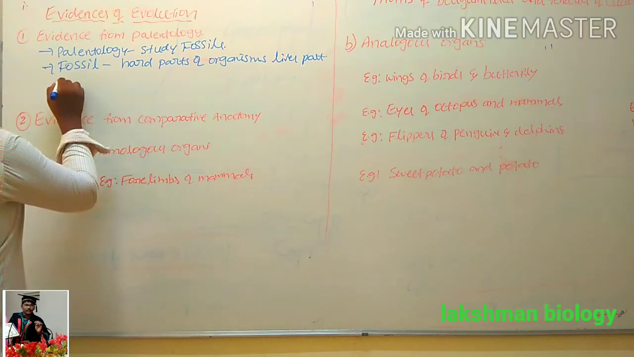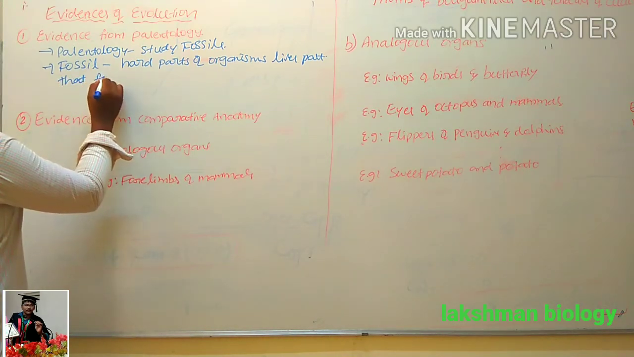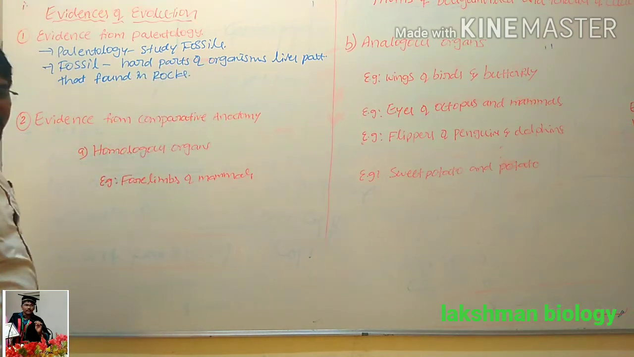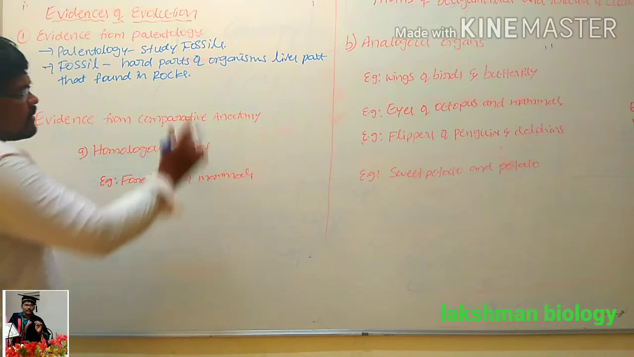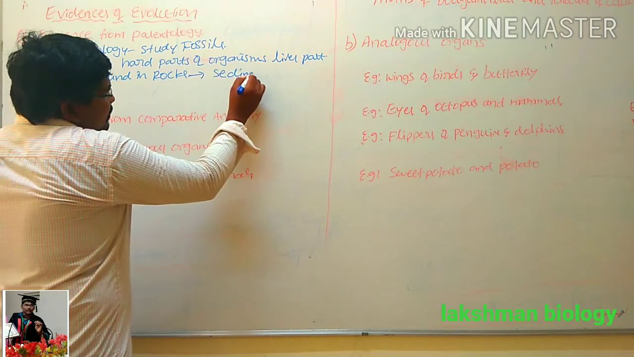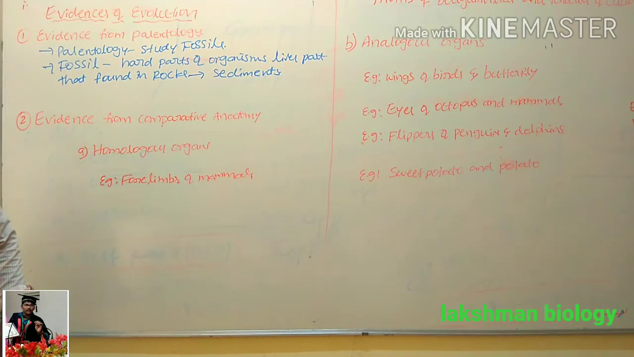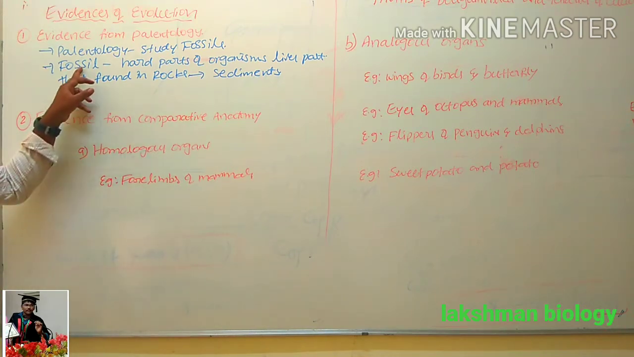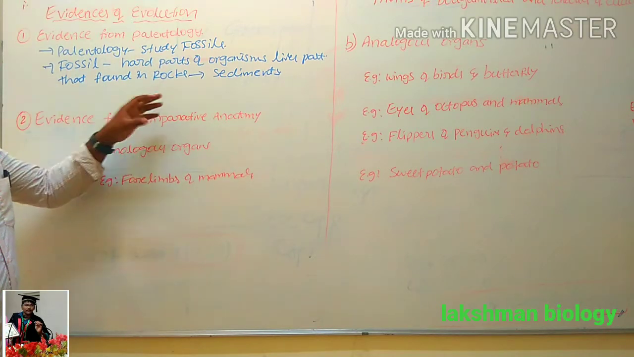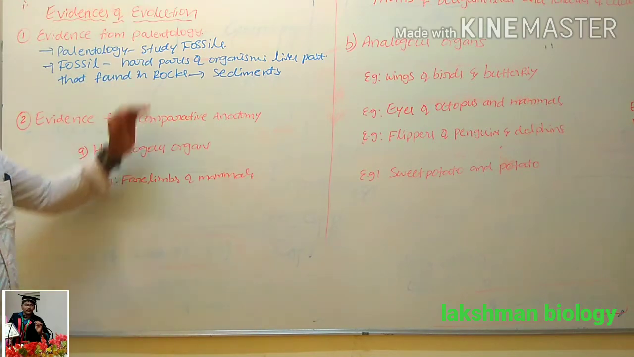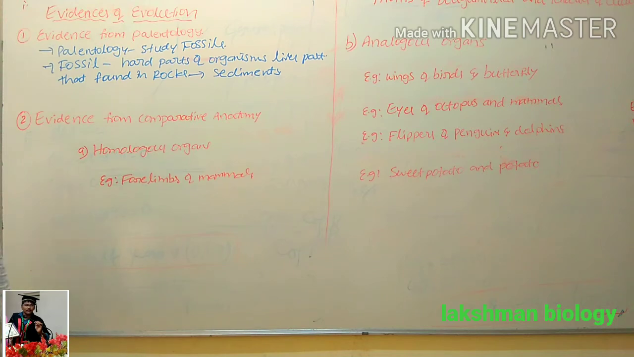Okay? That are found in rocks, mainly rocks. Fossils are mainly found in rocks. Again, rocks become sediments of earth. That is about the fossil. Fossils are mainly bones. Why? Because bones are the important hard material of living organisms. Here fossil means hard parts of organisms. They lived in the past, but now they are found in rocks. Again, the rocks become the sediments of earth.